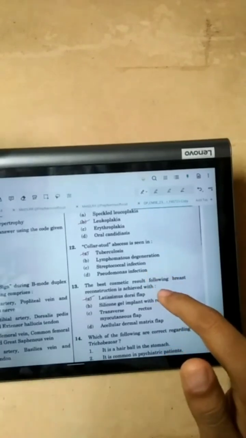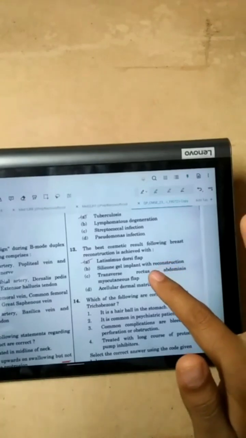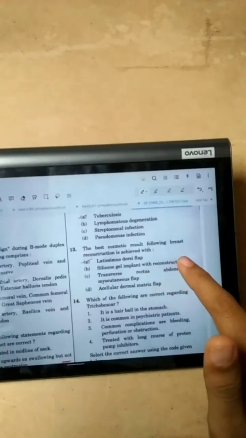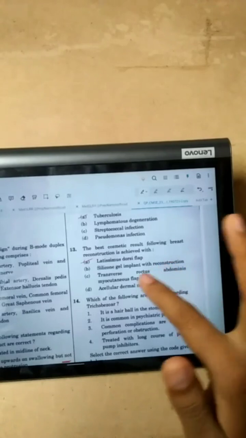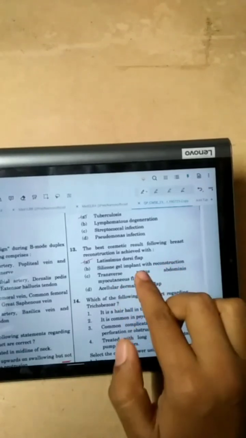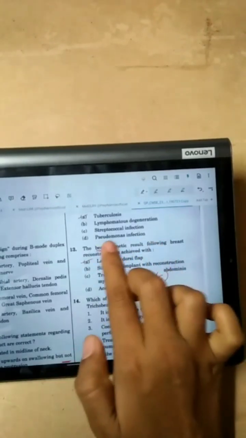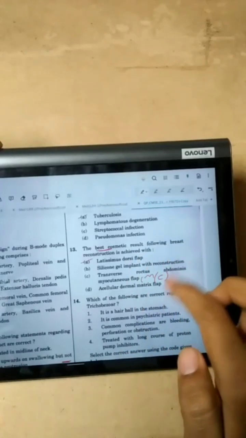Cholestasis is seen with TB. This is just a one liner. The best cosmetic result following breast reconstruction is latissimus dorsi. Transverse rectus is most commonly used, but they ask for the best. So the best is latissimus dorsi.